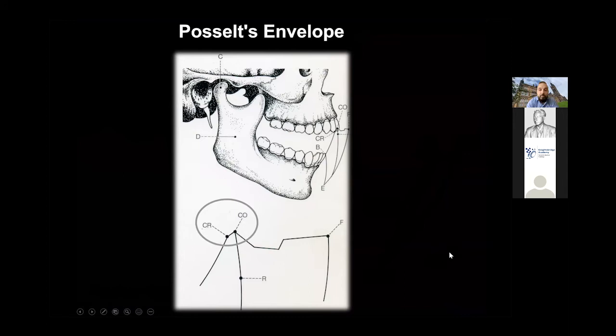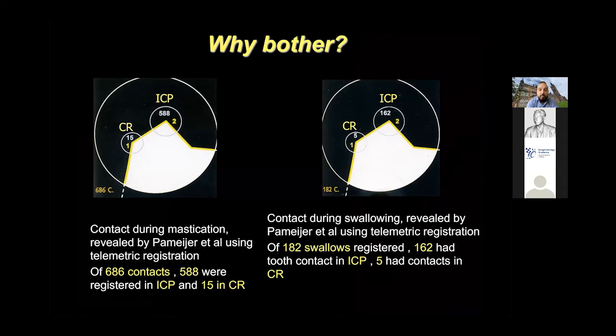And we have here two areas, which is centric occlusion and centric relation. And look at this study by Pamiger, which shows out of 686 contacts, 588 were in centric occlusion and 15 in centric relation. And the other study showed that of 180 swallows, we have 162 tooth contact in centric occlusion and 5 in centric relation. That means this position shouldn't be neglected, the centric relation.